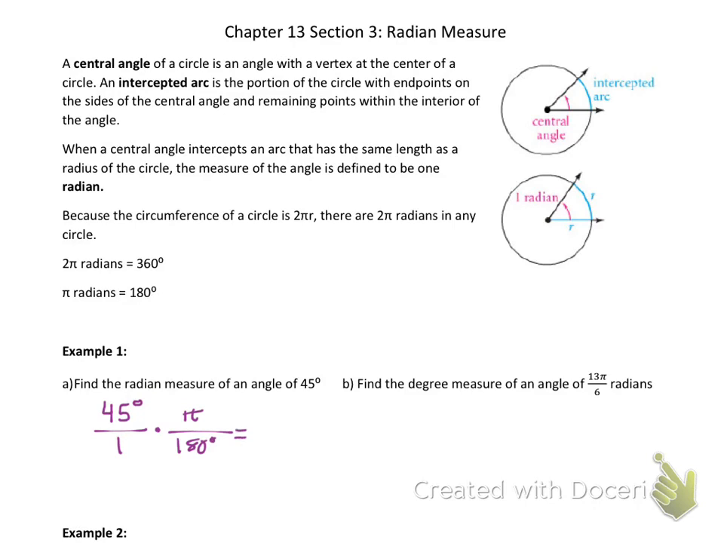Well, if that's the case, then I can just simplify 45 and 180. The 45 goes into 180 4 times. So that's a 4 and that's a 1, which means I just have pi over 4. So 45 degrees is equal to pi over 4 radians.